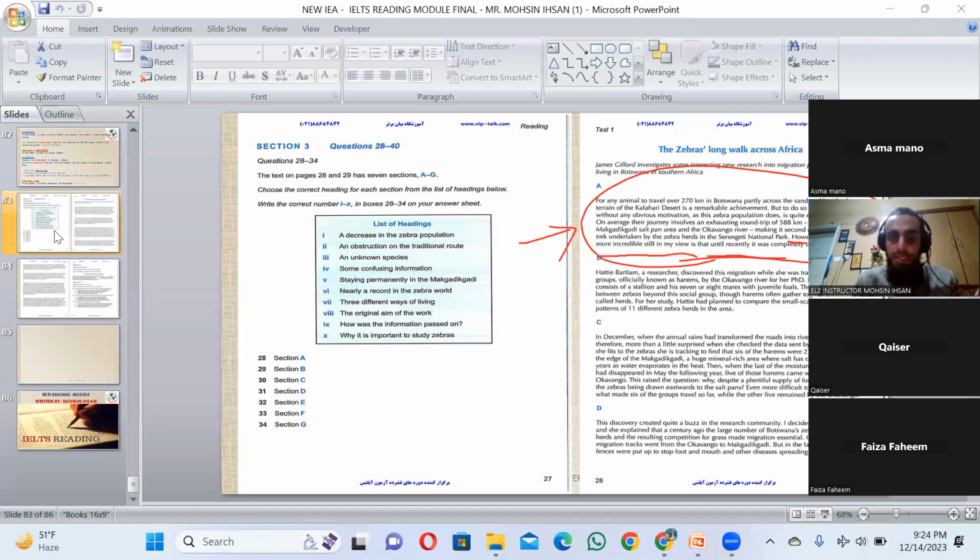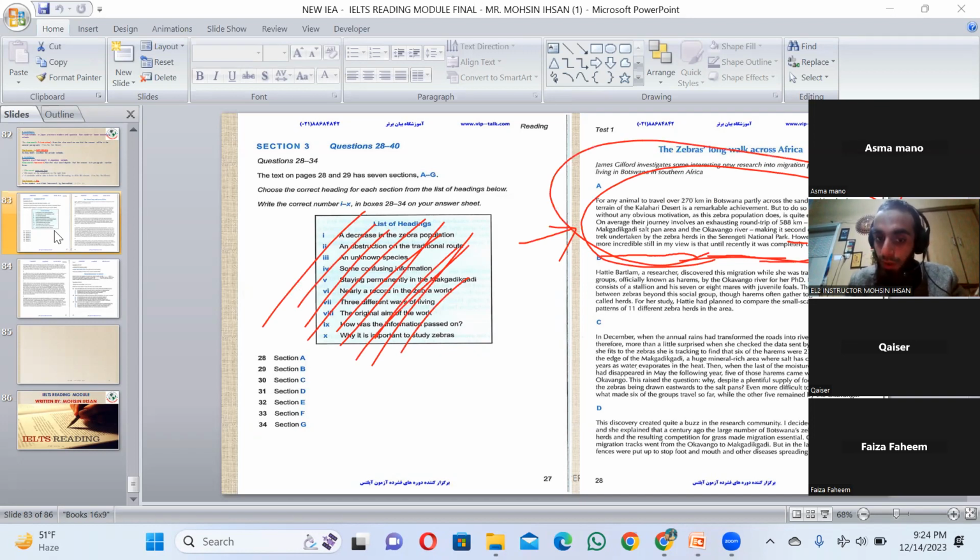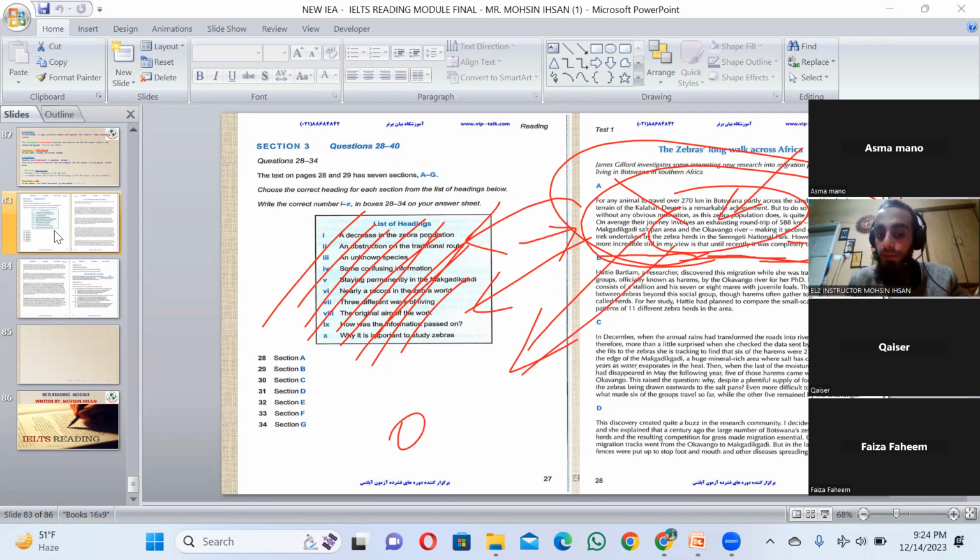Now, you just don't look at the list ahead. First, you read one paragraph. Now, which heading is it going to match? First, you should decide what you studied in this paragraph. This technique is going to work for zero level students as well as high level students. Zero means 4.5, 4 band students, and also for 7+ band students. For both of them.